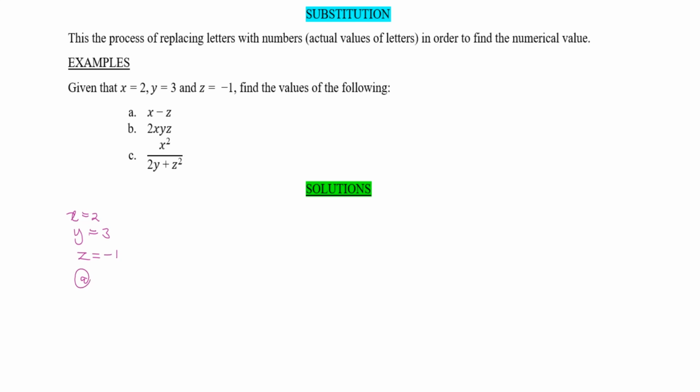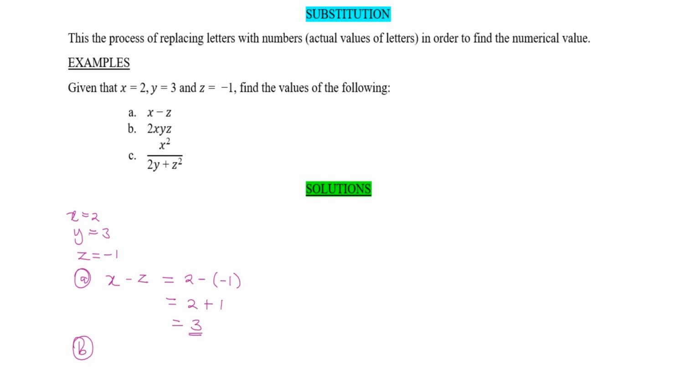So if we start solving, we say x minus z is equal to, where there is x, we are replacing it by the actual value. So we'll remove x, we'll replace it by 2 minus the value of z, which is -1. So we are saying 2 minus -1. We are multiplying a negative times a negative, which will give us a positive, so 2 plus 1, and this one will give us 3.